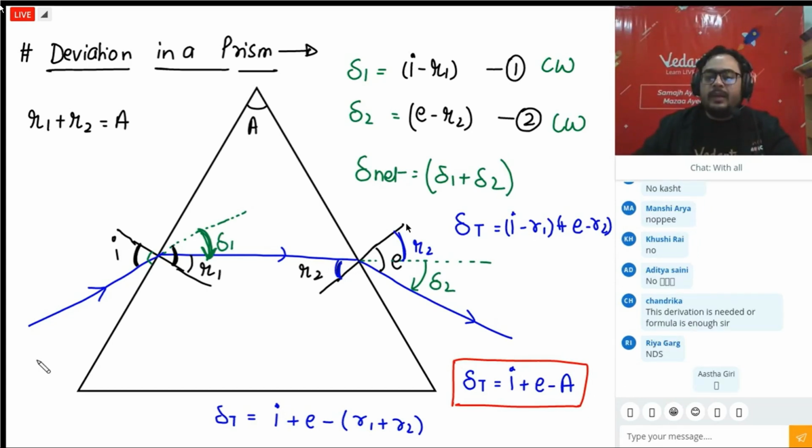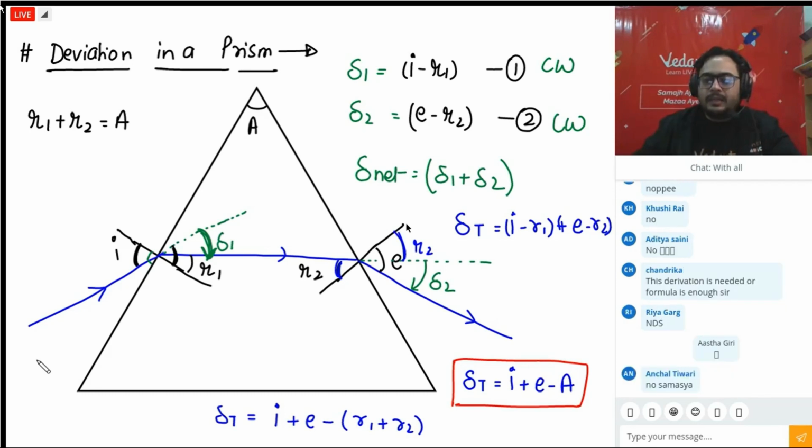Yes, derivation is needed, Chandrika. If they ask you to derive the total deviation for a prism, you will have to remember this for that. Okay.